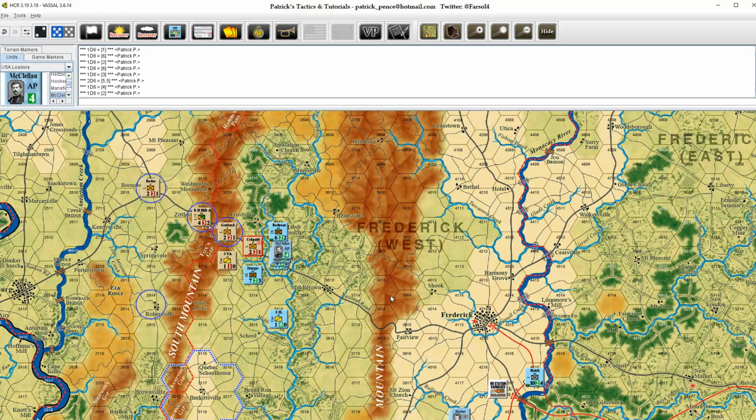Let's see. So that has given you pretty much the concept of combat. I could talk about some of the other specifics of flanking and cavalry and how the cavalry works. But I will pause here for a moment.